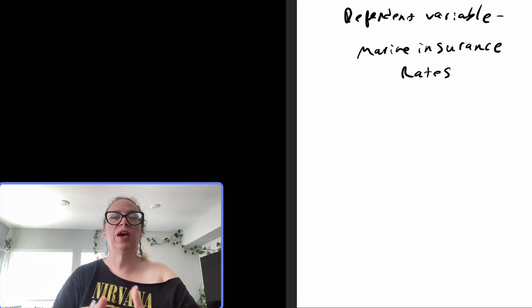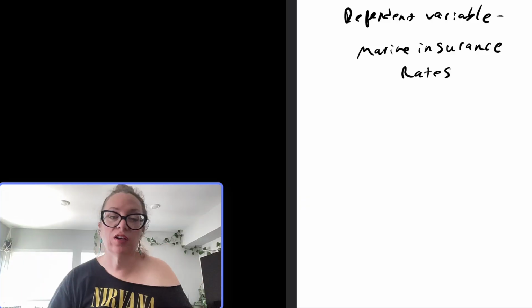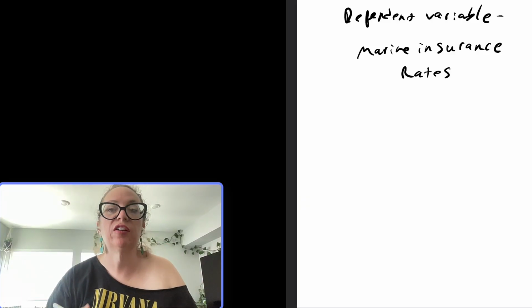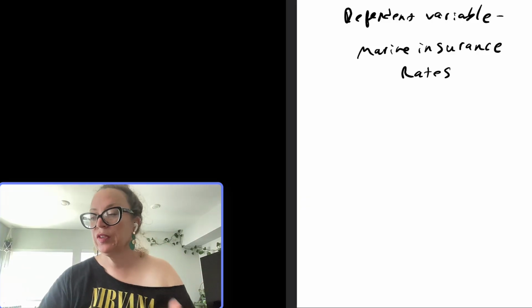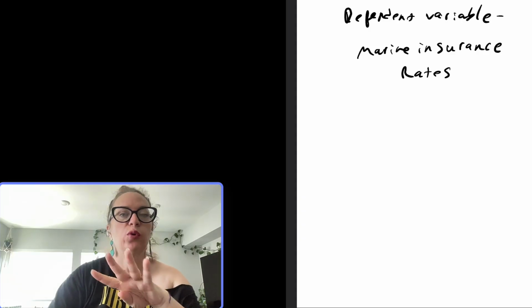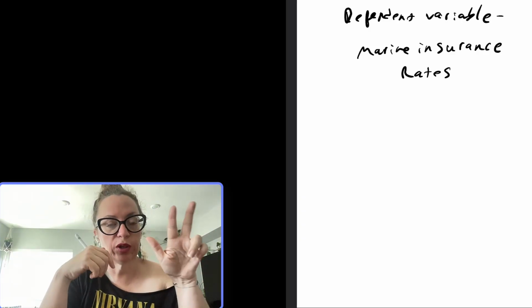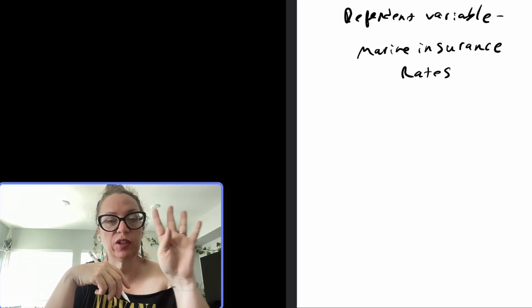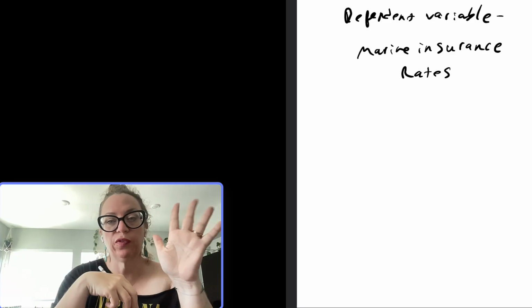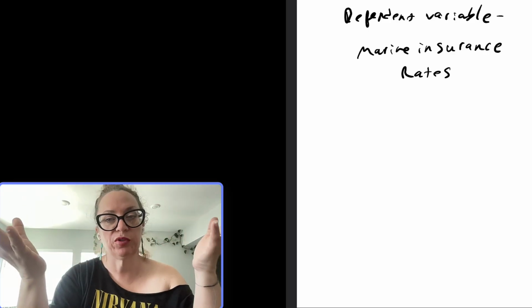So the insurance rates depended on the state of the Barbary Coast pirates, the state of the Mediterranean voyages. Okay, so that's our dependent variable. So we have 4 groups. We did 3 before, but we're going to do four groups this time, and I'll explain why. 4 groups with 5 observations each, so 20 total observations.